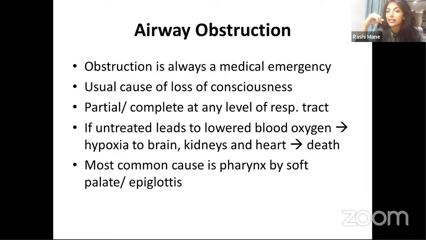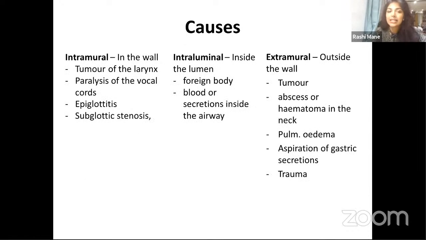So you have the hard palate that you can feel with your tongue, and then right before the dangly thing, the uvula, that's your soft palate. So that can be a cause of an obstruction, as well as your epiglottis down below, usually found in kids. So the causes can be split into 3 main causes, either intramural, which is in the wall. This is caused by a tumor of the larynx, or paralysis of the vocal cords, usually secondary to surgery.